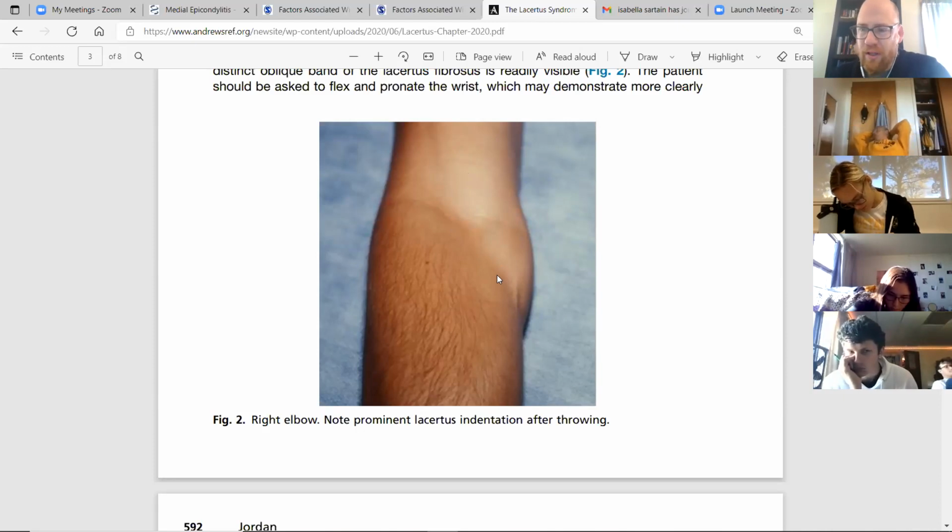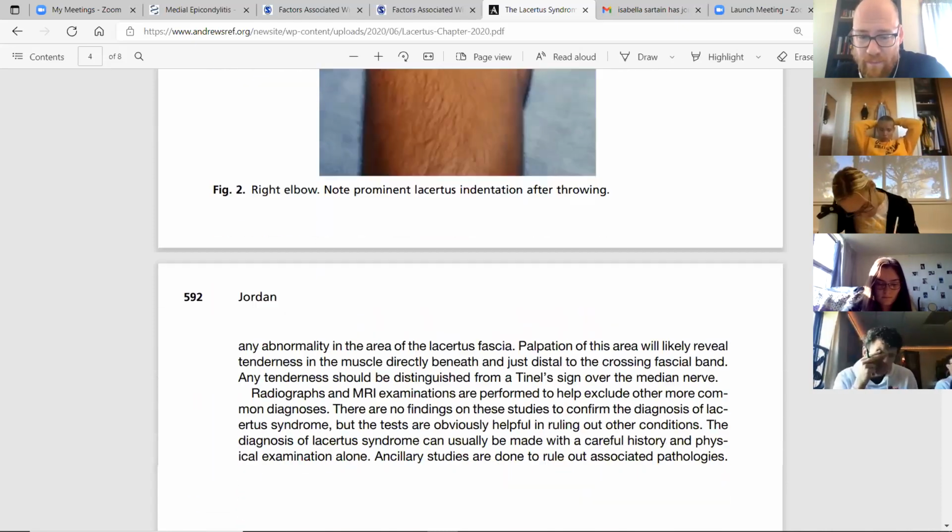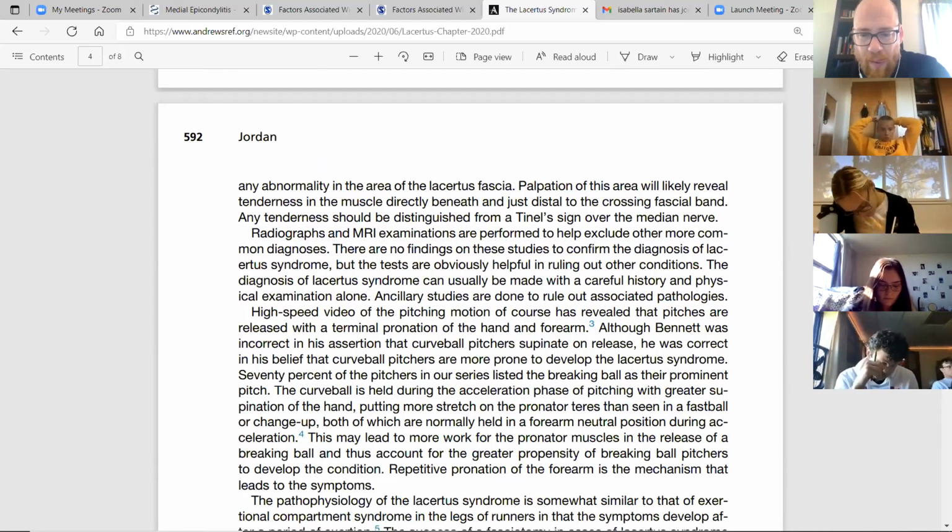Ultimately with throwers, it's going to be really important to not only palpate this, to be able to appreciate the thickness of the Lacertus fibrosis, but also to look for any signs of indentation, which may indicate that the Lacertus is really thickened and potentially compressing the median nerve and other structures.